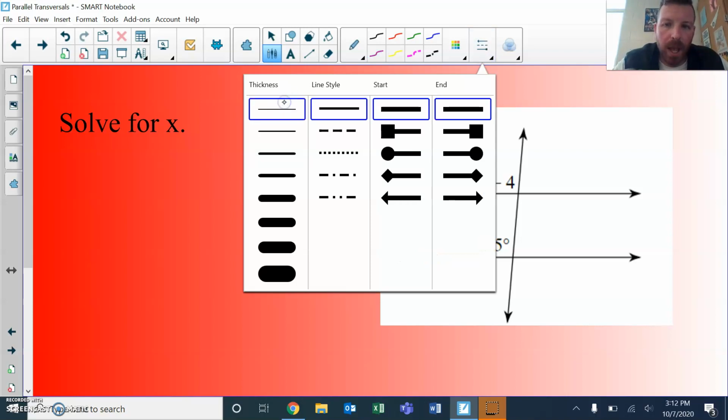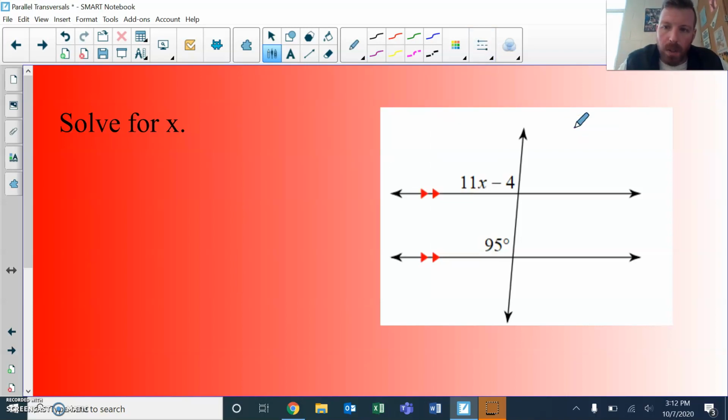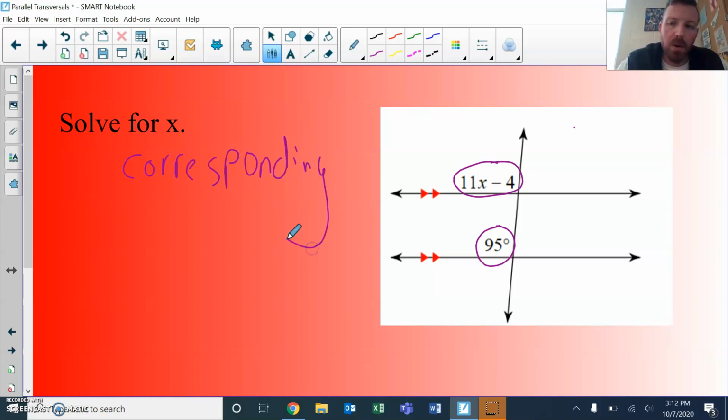So if I look at this particular problem, what type of angle is this and this together? Well, those are corresponding angles. So you want to go back and look at what corresponding angles are if you have no idea what I'm talking about. But corresponding angles are going to be congruent when there are lines that are parallel and cut by a transversal. And I know they're parallel because I got an arrow, right?